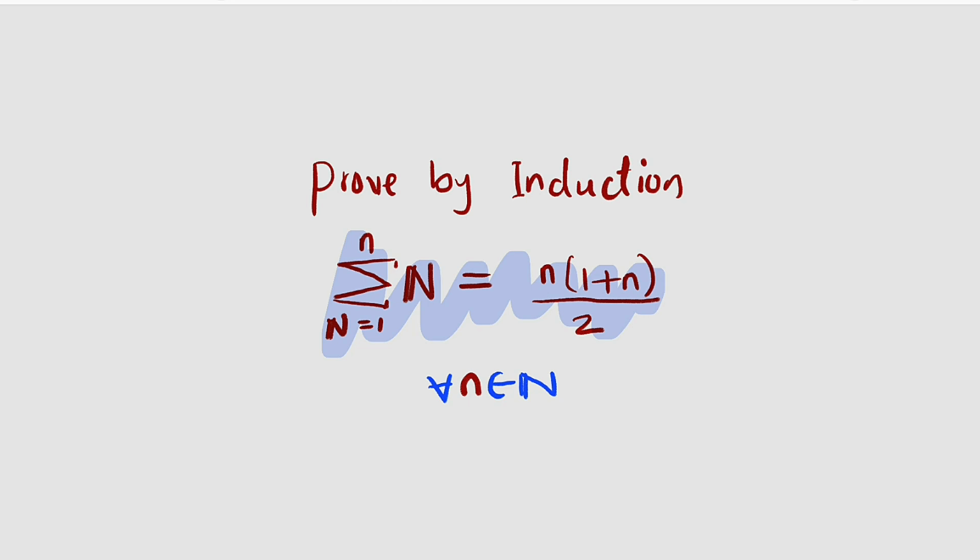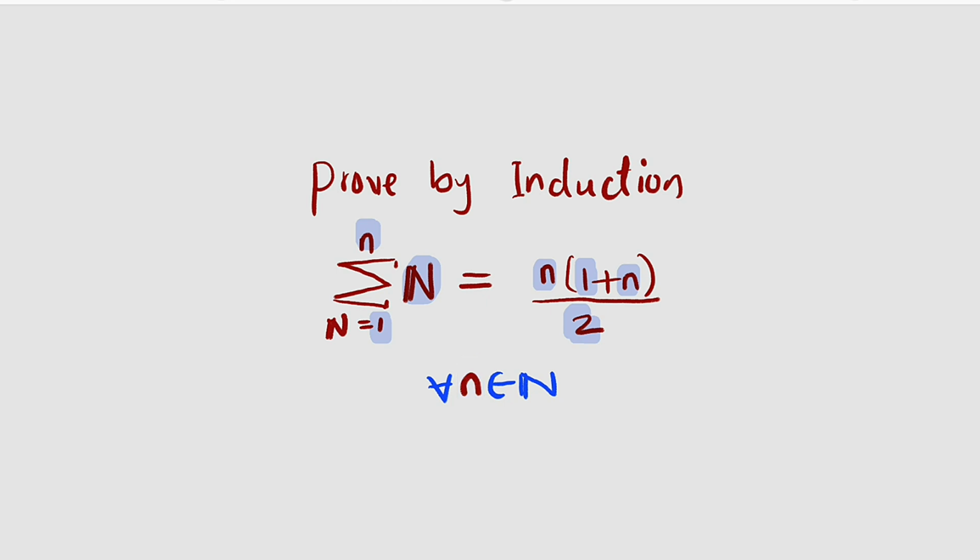In this tutorial we want to show that this mathematical statement is true in the set of natural numbers. We are asked to prove by induction that the summation of natural numbers from 1 to n is exactly equal to n multiplied by 1 plus n, divided by 2, for every number you pick at random from the set of natural numbers.